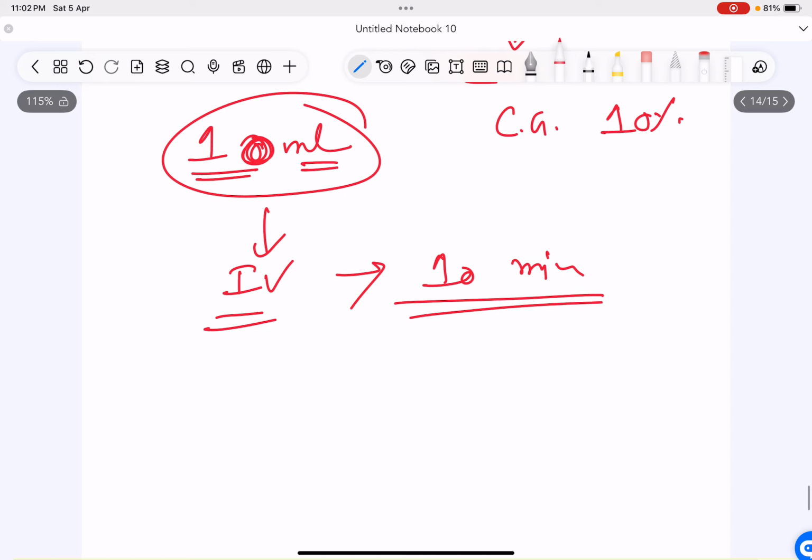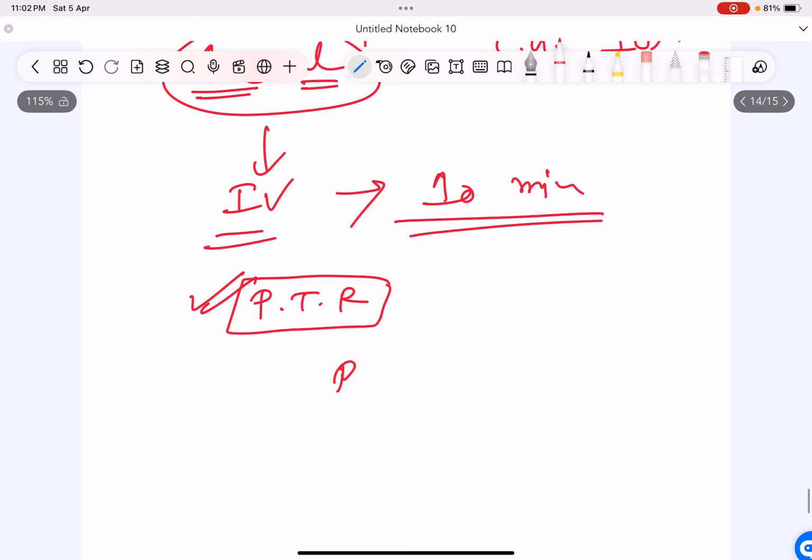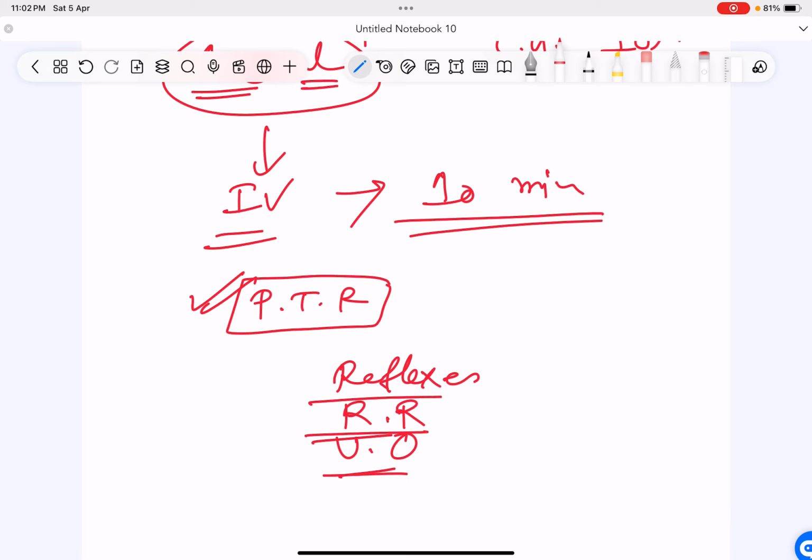Magnesium sulfate toxicity होगा तो क्या होगा? Earliest is loss of patellar tendon reflex. So reflexes, respiratory rate, urine output, these are signs of magnesium sulfate toxicity. Deep tendon reflex घट जाना, respiratory rate घट जाना, urine output घट जाना. You have to monitor these reflex, respiratory rate and urine output.